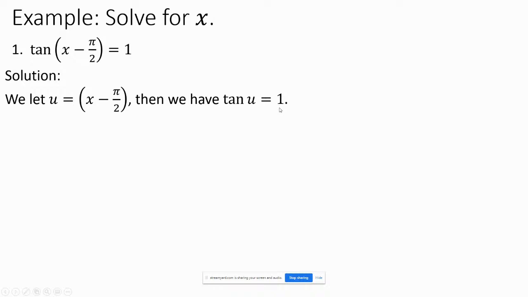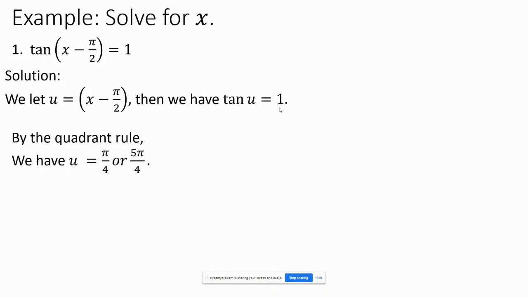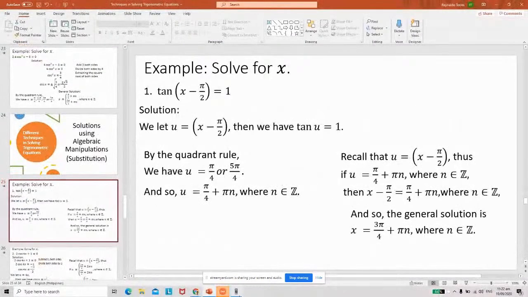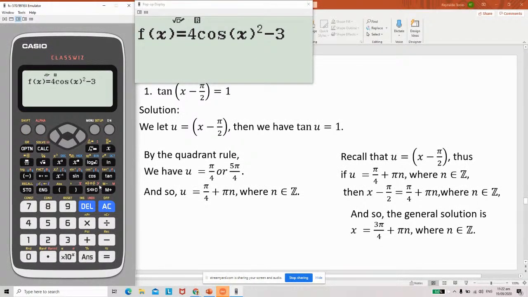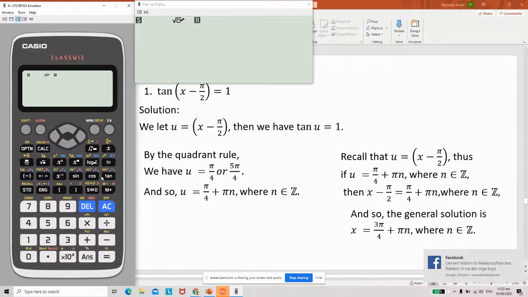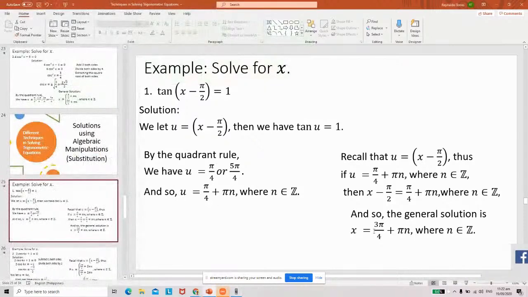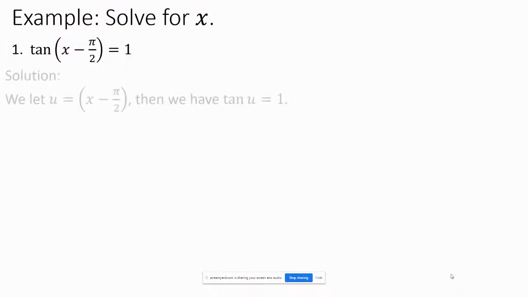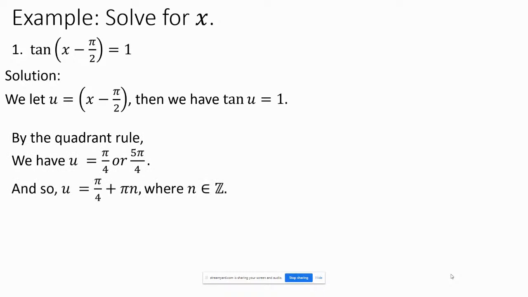O diba? Masaya. So kailan positive si tangent? Sa quadrants 1 or 3. No? So by quadrant rule, we will be having pi over 4 sa first quadrant. Yung nasa third quadrant, paano makukuha? Add ka ng pi. So 5 pi over 4. Kahit gamitan mo pa ng calculator. Sige. So inverse tangent, menu 1, inverse tangent, okay, ni 1. That's pi over 4. Para makuha yung nasa quadrant 3, plus pi. So 5 pi over 4. And so, u must be pi over 4 plus pi n, where n is any integer. This is a general solution.